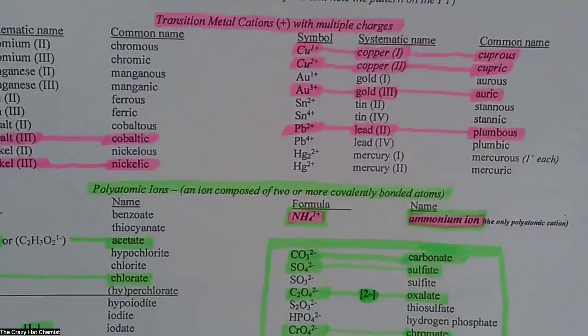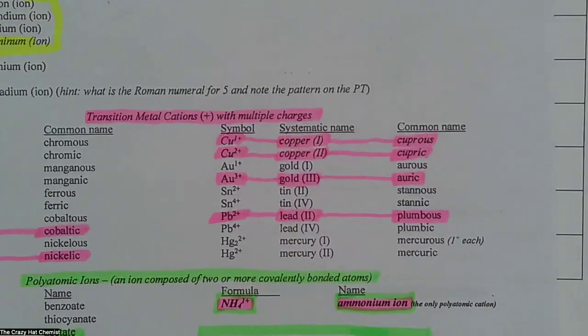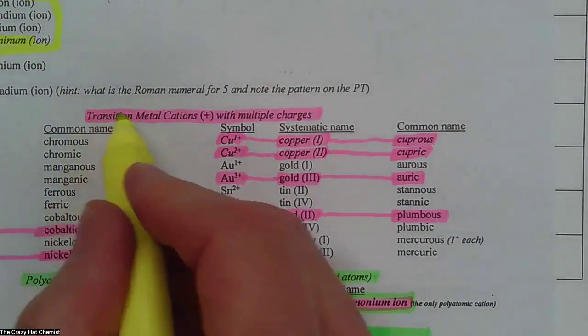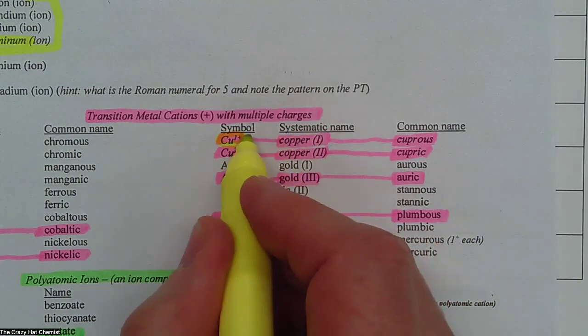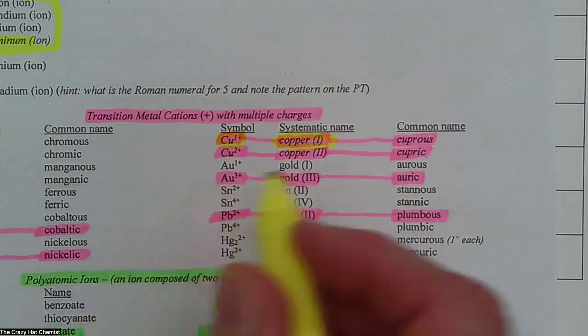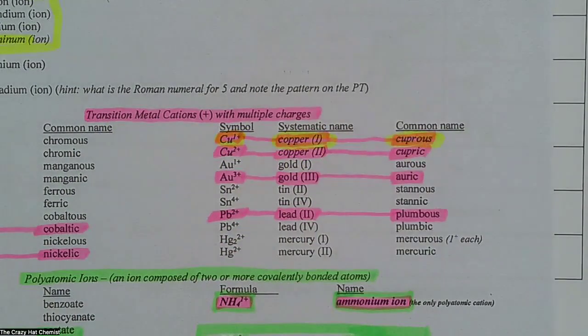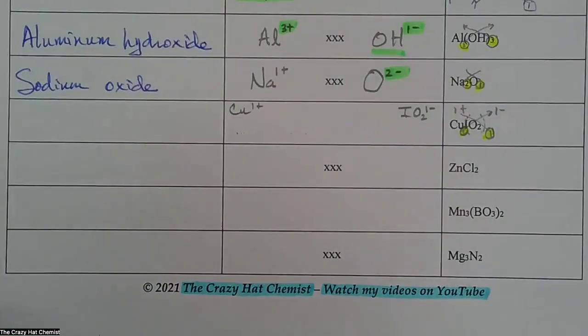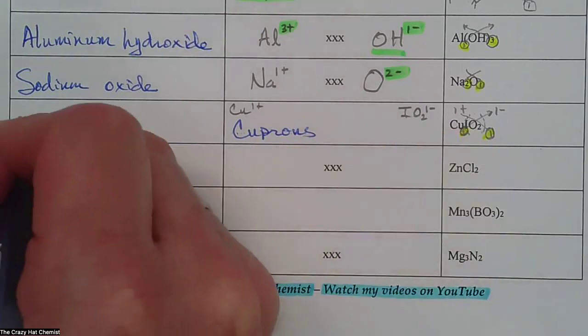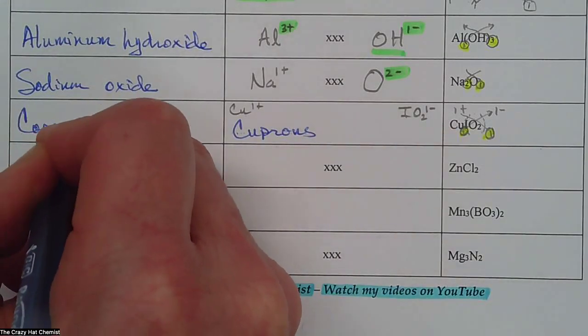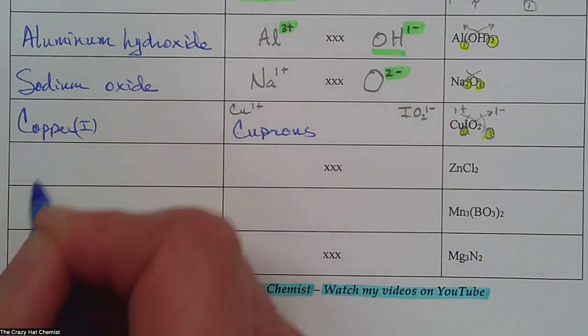And we've played with this one before, even today on this worksheet. Transition metal cation, that's a Cu, and that is a 1 plus. That's copper, Roman numeral 1, and cuprous is the common name. So cuprous and copper with a Roman numeral 1.